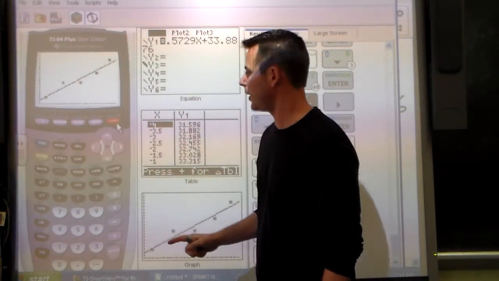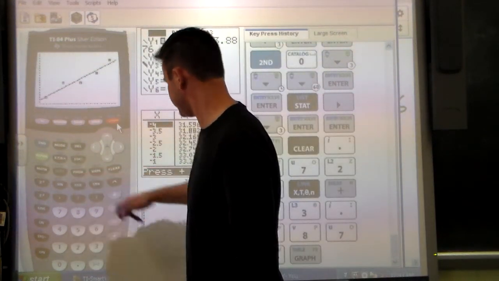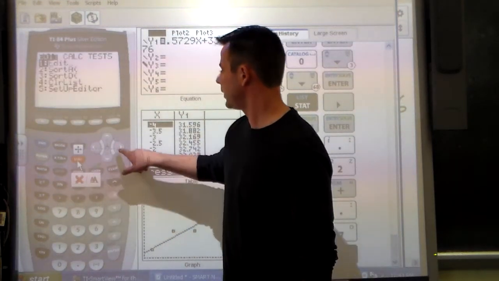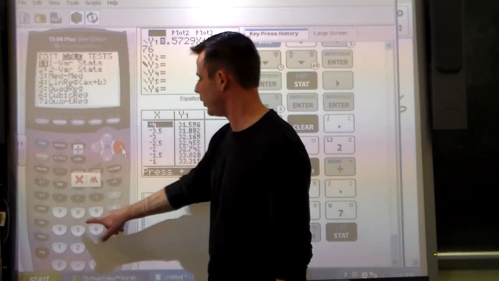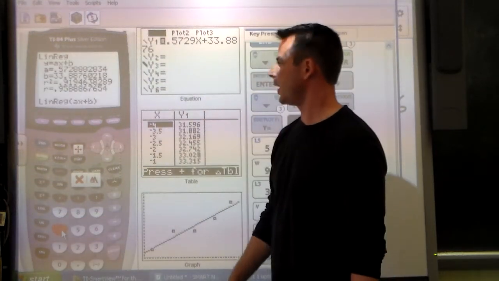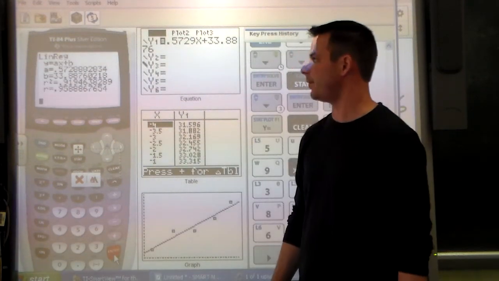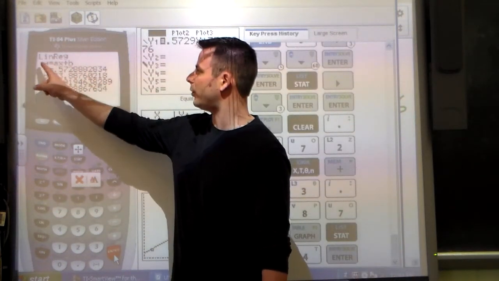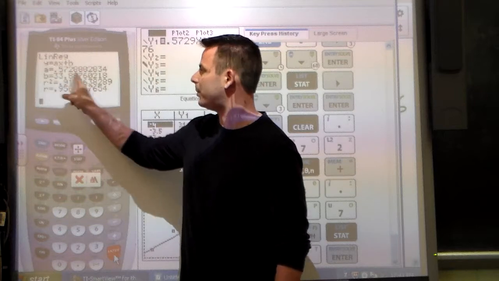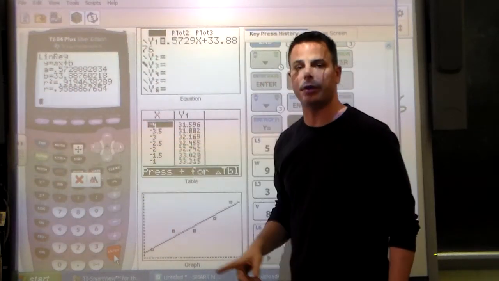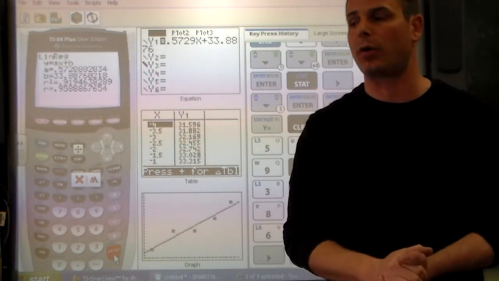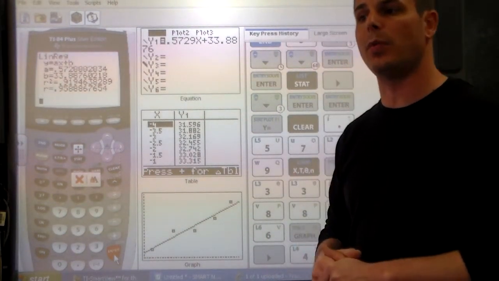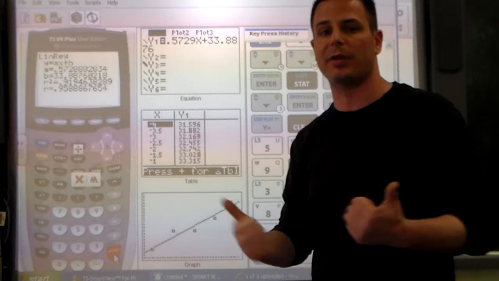So what we did there, again, we pushed the stat button, and we simply said calculate the linear regression, so option 4. And then push enter again, and it'll give you all your values. After it gives you all your values, it gives you the form of the equation y equals ax plus b, where a is this and b is this, and r is your correlation coefficient. So that's how you find the correlation coefficient. Again, the difference between the values of r will tell you whether it's strong or weak, or whether it's positive or negative.